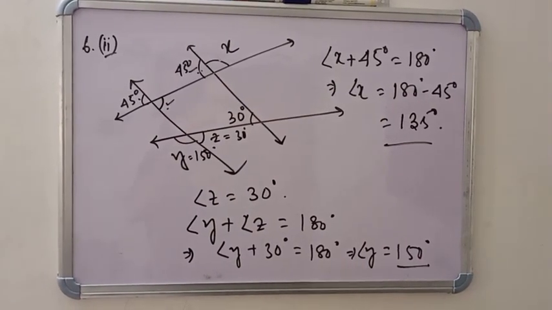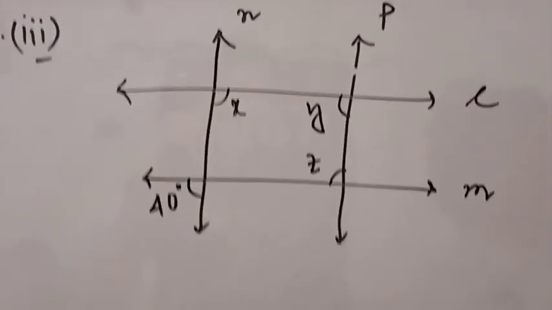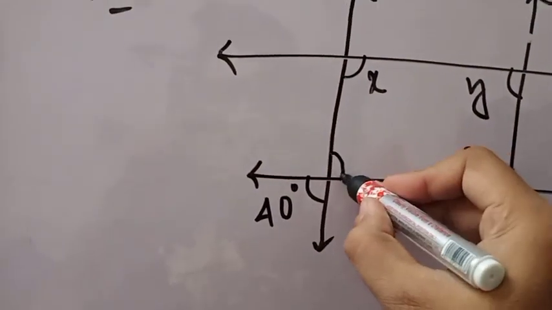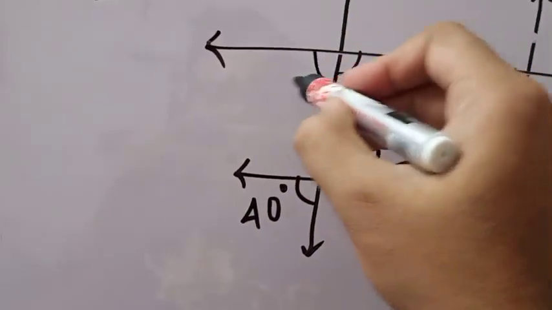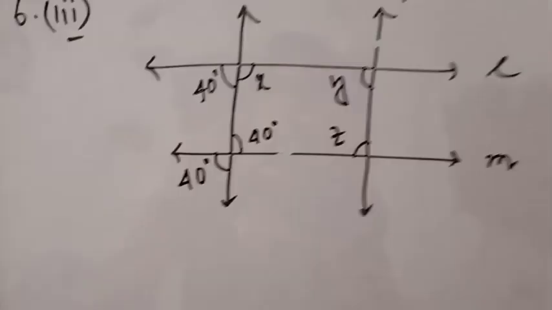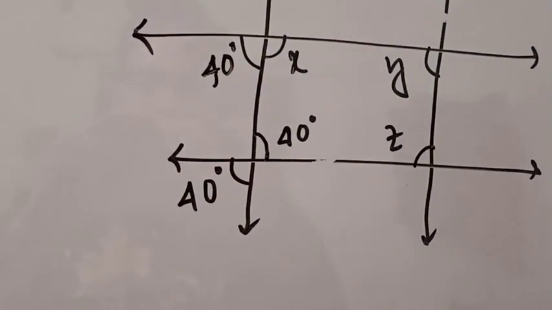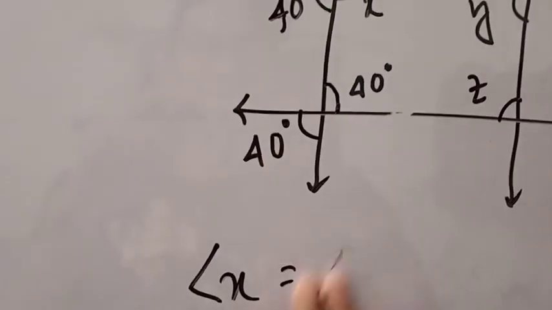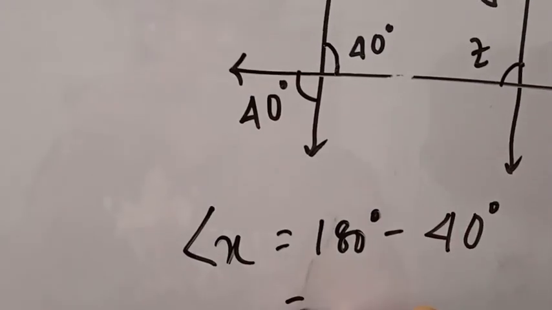Now go to the next. Now 6/3, see that x, y, z you have to find. One angle is given, this is 40 degrees. Now if this is 40 degrees, then this equals 40 degrees because this is a vertically opposite angle. If this is 40, this means this equals 40 degrees. Why? Because it is alternate angle. Now this and this equals 180 because they are in linear pair. So angle x equals 180 minus 40, that is 140 degrees.